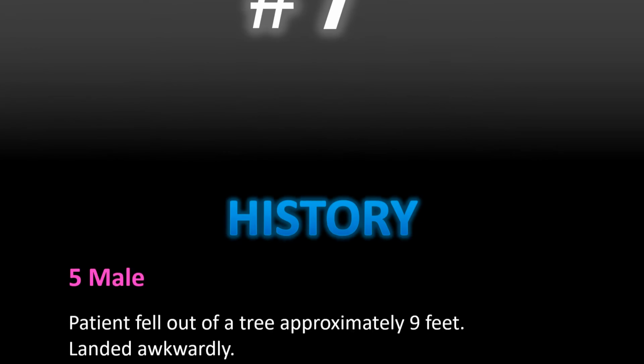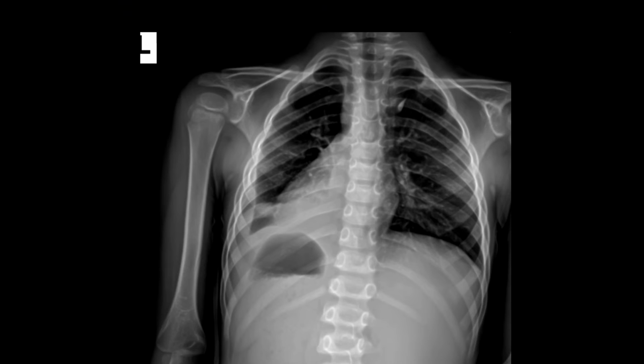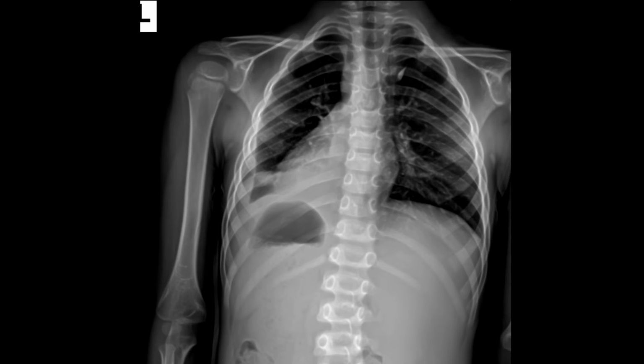Case number 7. This case is a 5-year-old male who fell approximately 9 feet out of a tree. He landed awkwardly and now is experiencing severe pain on the left mid to lower rib cage, and only one frontal view was provided. And here is that one view of the thoracic spine.